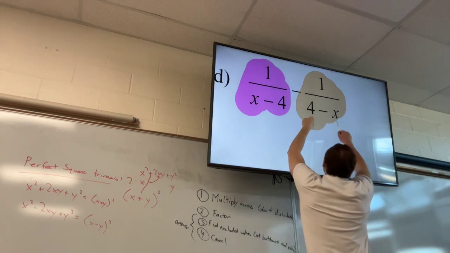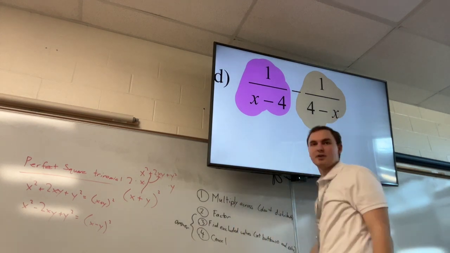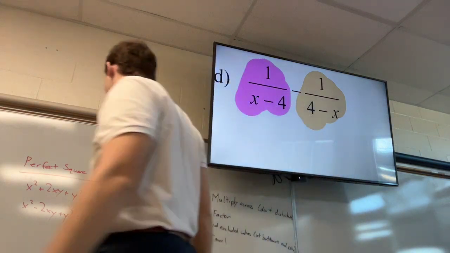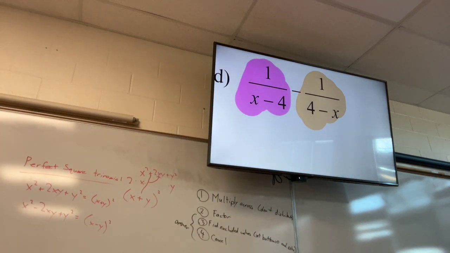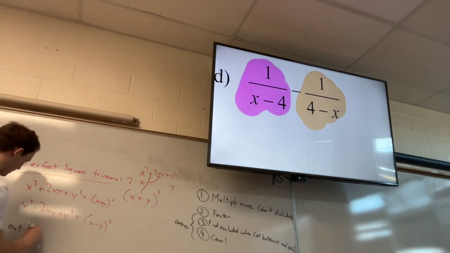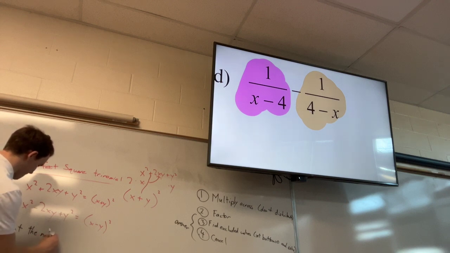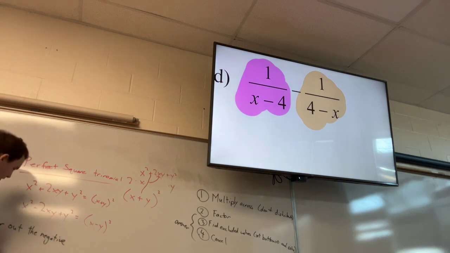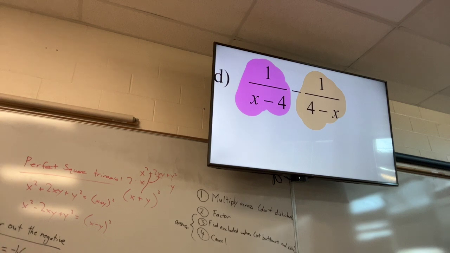How do we swap these around? How can we swap those around? Does anyone know? Yeah, we can factor it. It's called factoring out a negative. Factor out the negative. So 4 minus x equals negative x minus 4, or negative 1 times x minus 4.